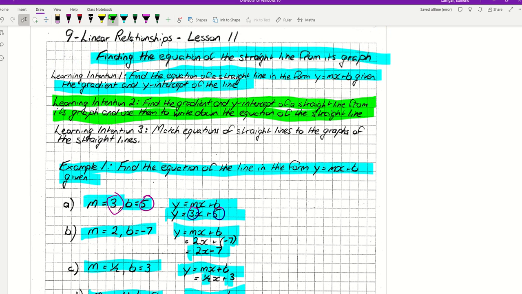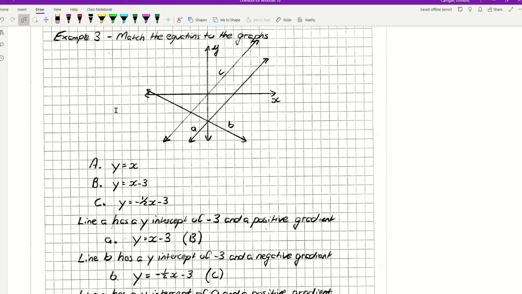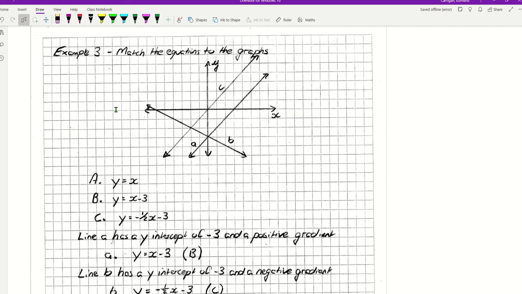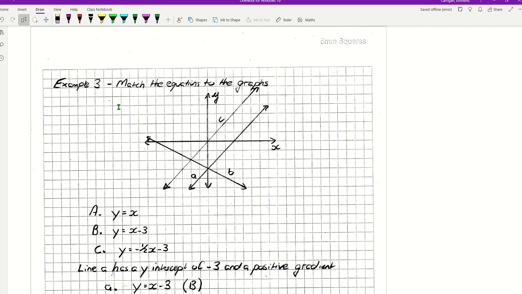And our last learning intention is to match up equations of straight lines to the graphs of straight lines. I do have an example for that. Here we need to match the equations to the graph. I've got 3 lines and I've got 3 equations. If I'm doing that, I don't need to work a lot of stuff out. I can do it by inspection.